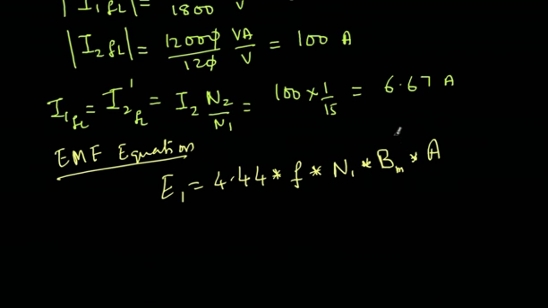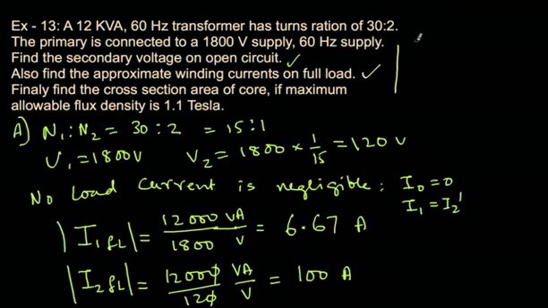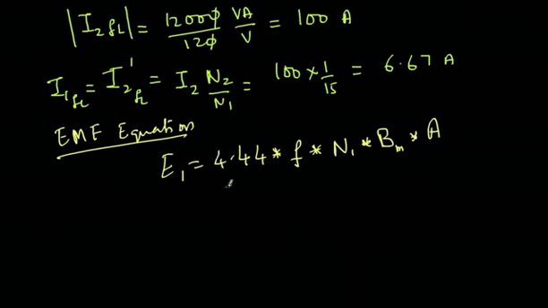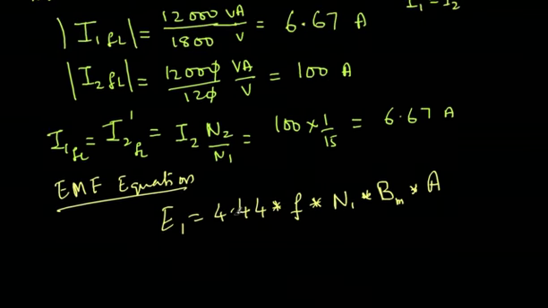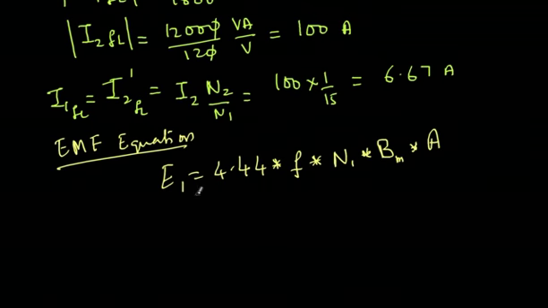All right, so there are two unknowns here. Therefore, one of them we will have to assume. So let's say n1 is something like 600. Let's assume. If I do that, then what is E1? E1 is EMF induced in the primary, that is nothing but 1800. So that is 4.44, frequency is 60, the number of turns N1 is 600, and the maximum flux density is 1.1 Tesla.